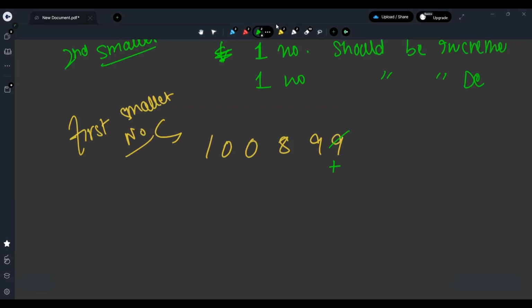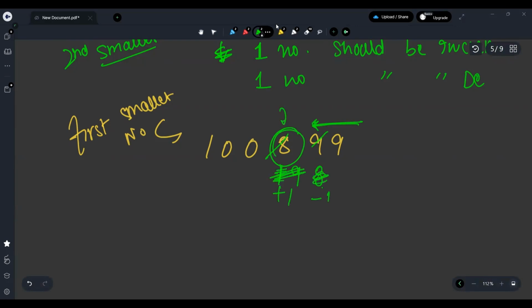Now let us discuss this. Can I increment this? Yes, so I will increment this and it will become 9, and I will decrement the next one, which will become 8. So what we will do is traverse until we do not get 9. Whenever I do not get 9, I will increment that number by 1 and decrement the next number by 1, because the next number is already 9.